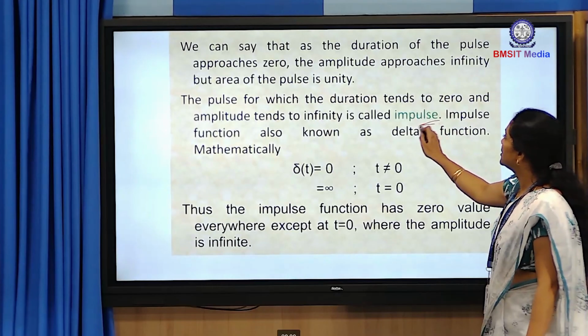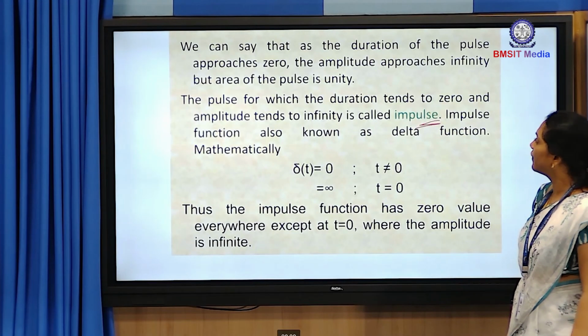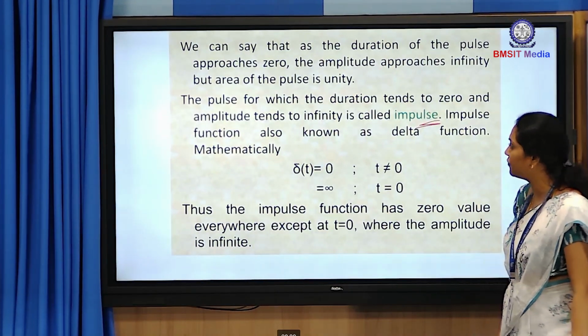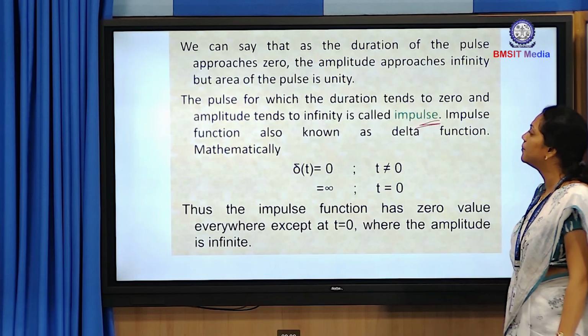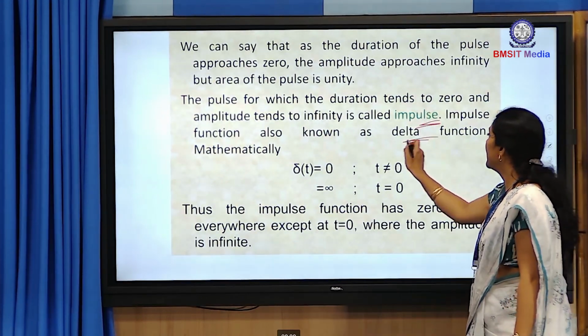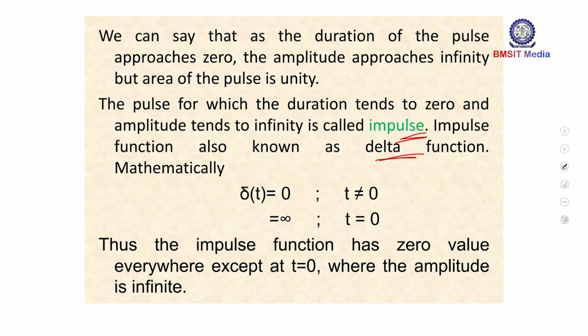So what is the definition of an impulse? The pulse for which the duration tends to 0 and amplitude tends to infinity is called an impulse function. This impulse function is denoted by the delta function.